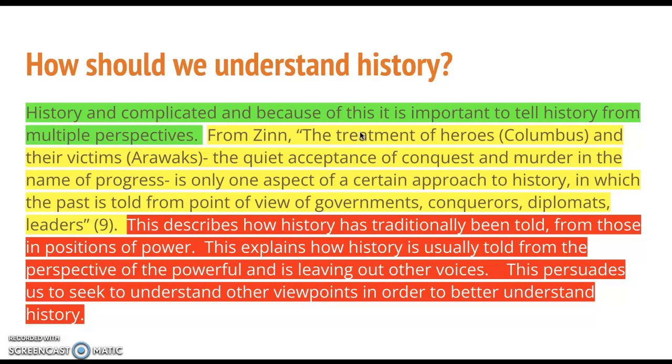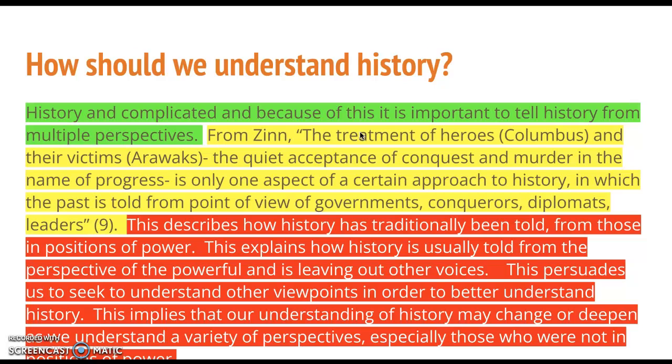Okay? So again, these are the spicier starters. This implies that our understanding of history may change or deepen as we understand a variety of perspectives, especially those who were not in positions of power. So you see how by using these different sentence starters, I'm writing a pretty spicy paragraph here. This is one spicy meatball. This is one spicy paragraph.